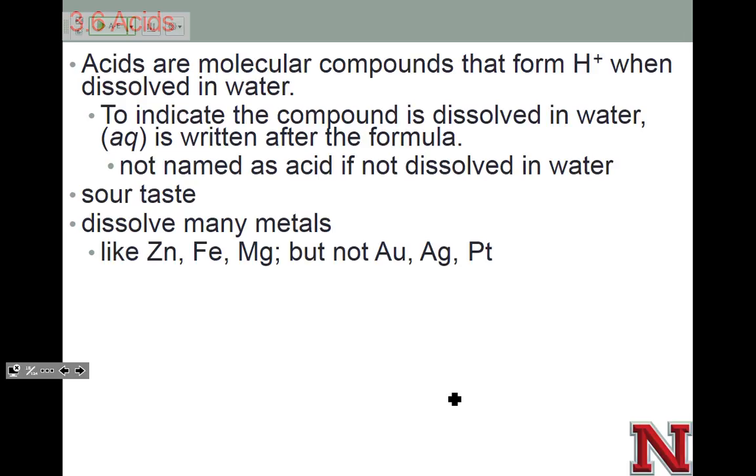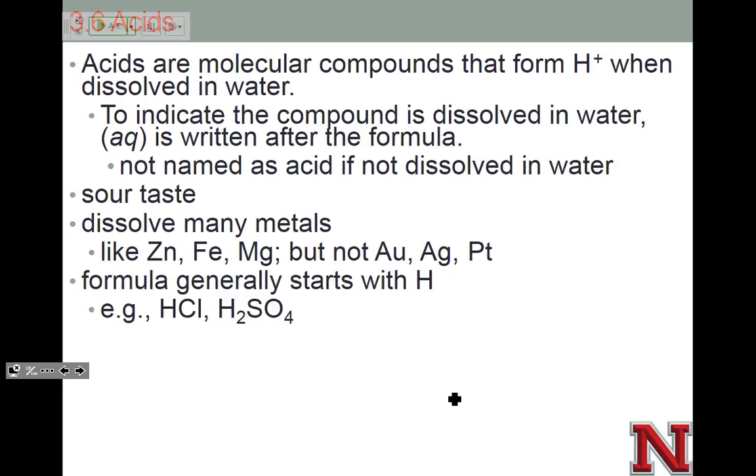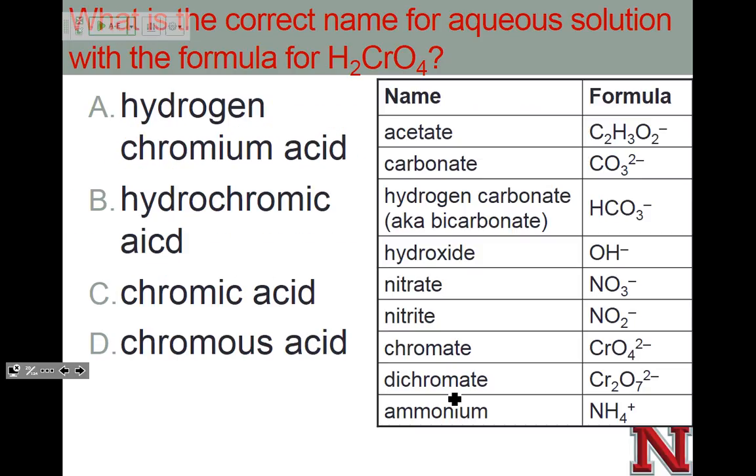They dissolve many metals. Acid will dissolve your zinc, iron, and magnesium, but not gold or silver or platinum. So if you take a copper penny and put it in acid, the copper pennies have zinc on the inside, because they don't all have copper, and the inside will actually dissolve after a certain amount of time, where the copper will be left. So it's pretty cool. Generally, our acids that dissolve in water to form H+ are going to have a hydrogen somewhere, and they generally start with hydrogen. For example, HCl, H2SO4. So the naming isn't very difficult, but there's a couple of rules you need to know as far as naming.